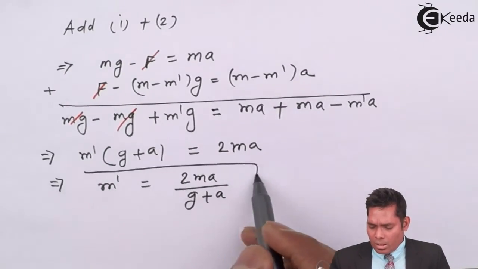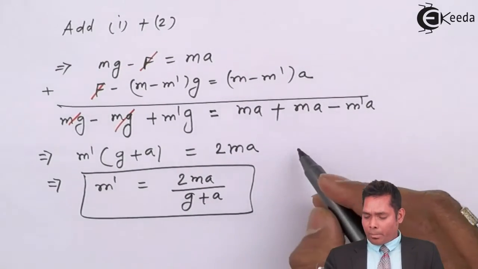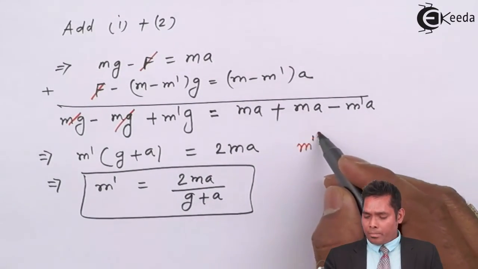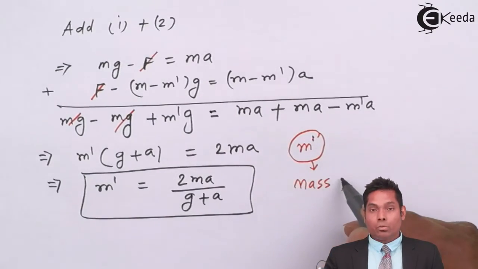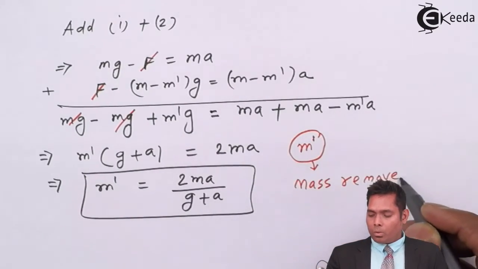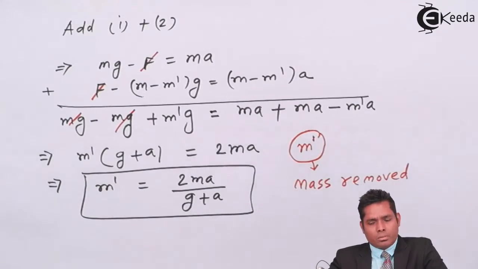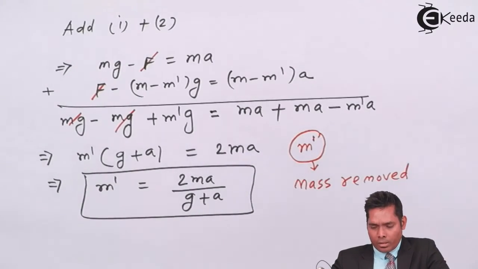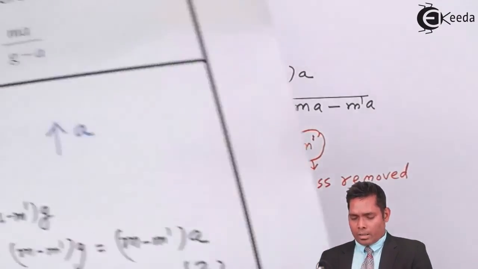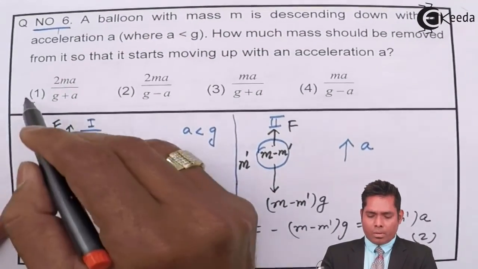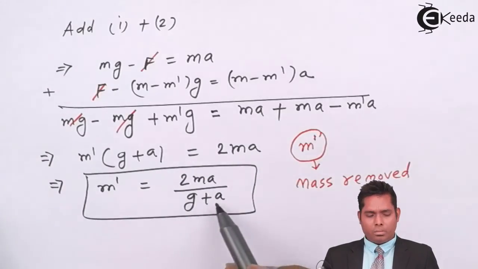So this is m prime. Our aim was to find m prime, which was the mass removed from the balloon so that it will accelerate upwards with an acceleration a. So this is the correct answer to this question, and therefore option number 1 is correct. 2ma over g plus a.